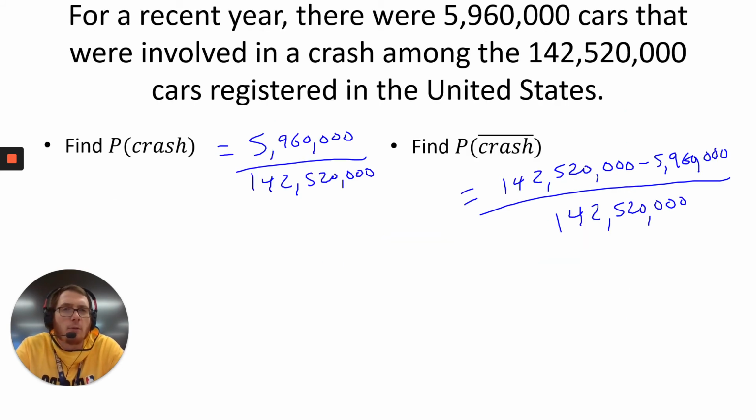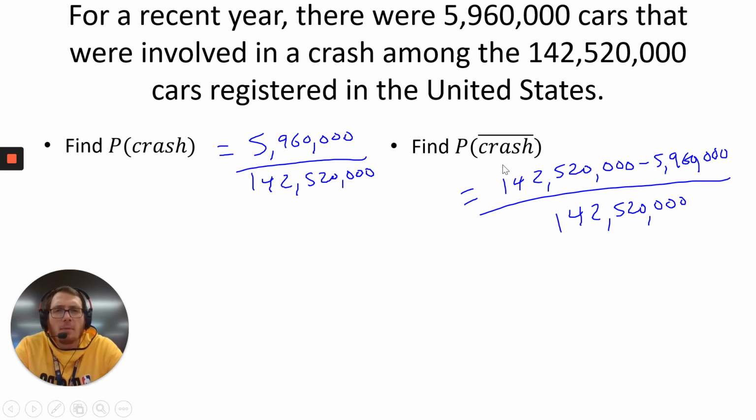This says there were about 42 million cars, just under 6 million were involved in crashes. So if you want the probability of a crash, you would just take how many crashes there were divided by the total. Most likely, when it never gets that high, it's probably a decimal question. If it is a fraction question, you might want to just cancel some zeros out and start with that. But most likely in this situation, it's probably going to be a decimal.